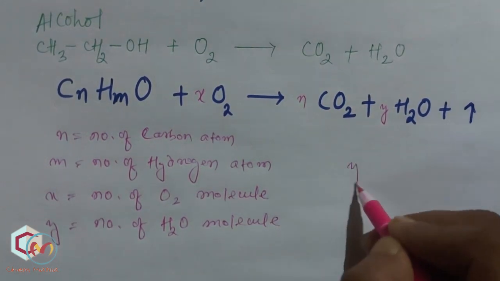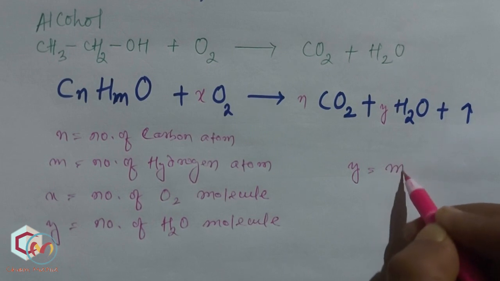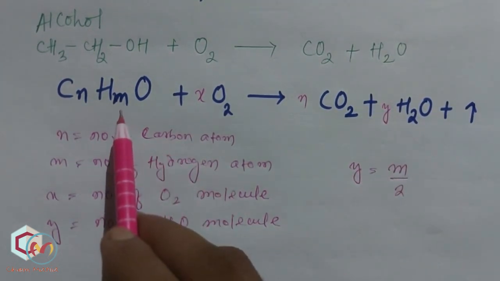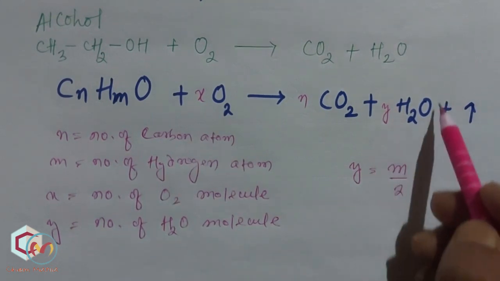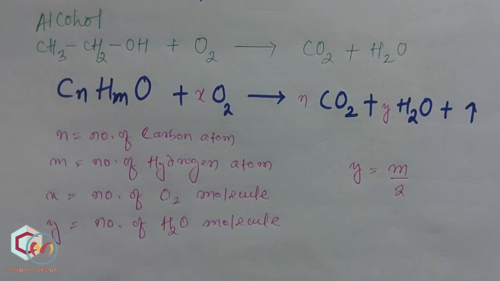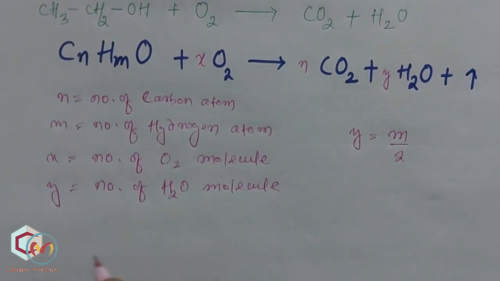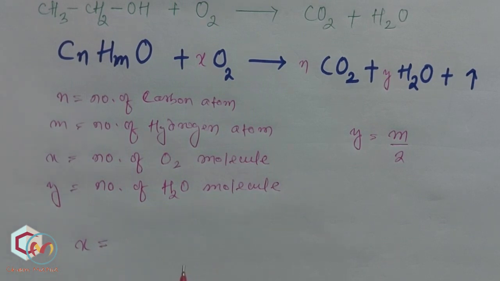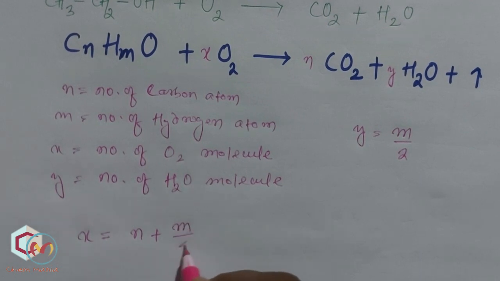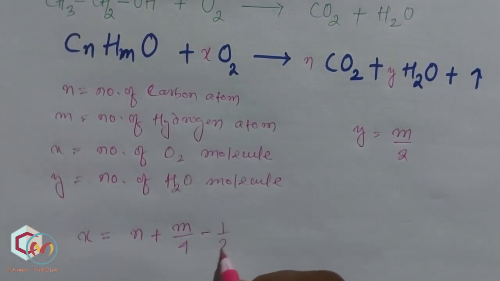So for y calculation, how will you calculate? That is m by 2. That is, m is equal to number of hydrogen present in the reactant side. We will divide by 2. We will get the number of water molecules. Okay. And for x, here it is very important that for x we used in hydrocarbon n plus m by 4. Here we will use a slight modification. Remember this one, n plus m by 4 minus 1 by 2.